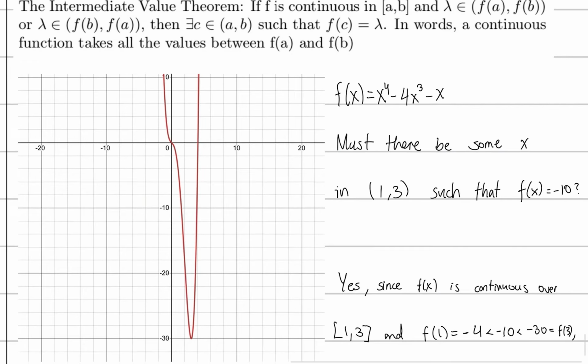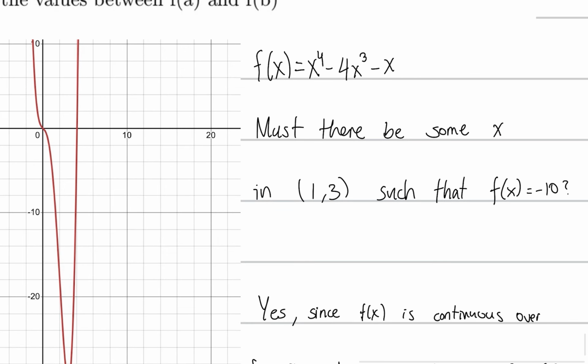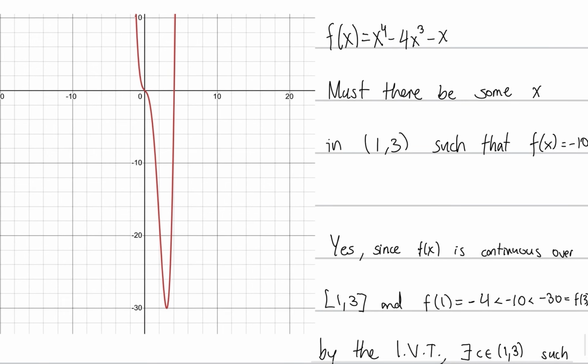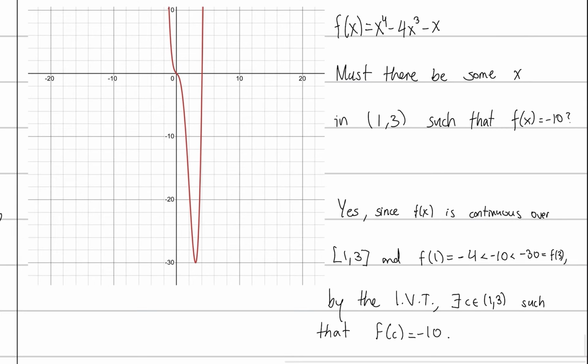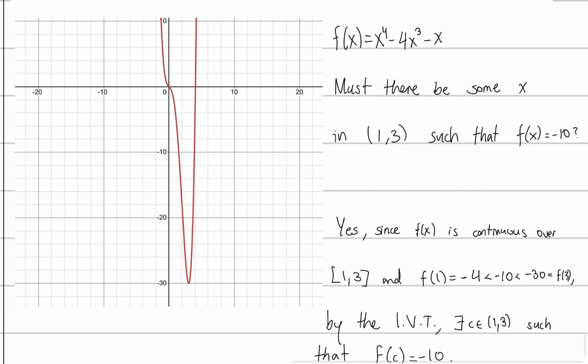How are we going to use this? Whenever they ask a problem like, must there be some time, must there be some input value in this interval, or must there be some input value such that the output is equal to this? You should probably be thinking, okay, how can I use the intermediate value theorem? And 90% of the time, the answer is going to be yes. Actually, probably 100% of the time, the answer is going to be yes, right? But the key thing is actually justifying it. So your answer should be yes and why.